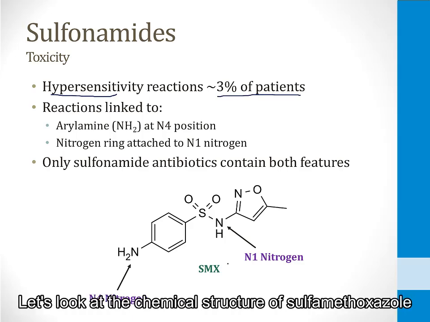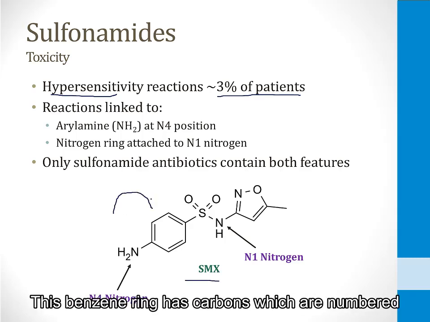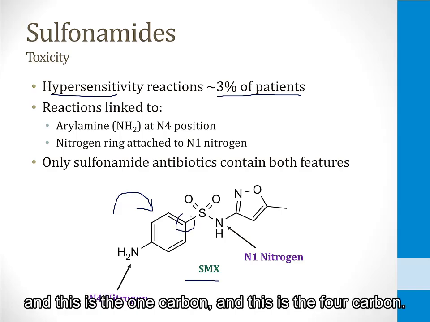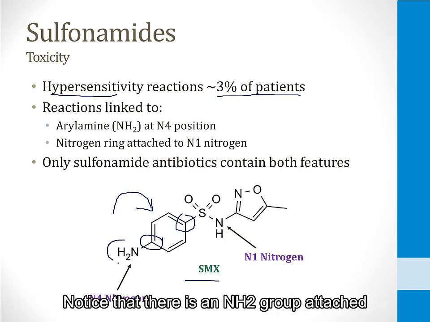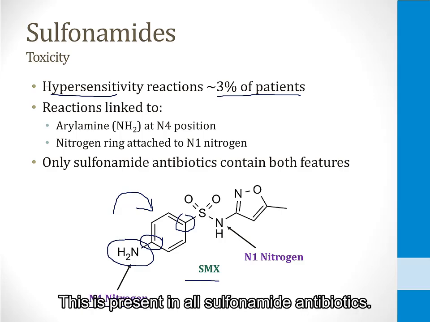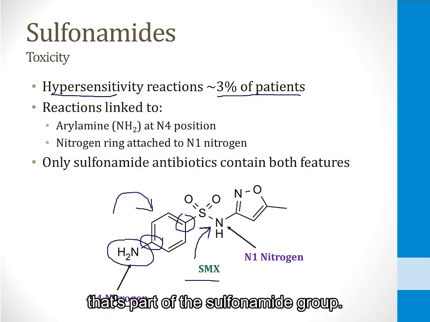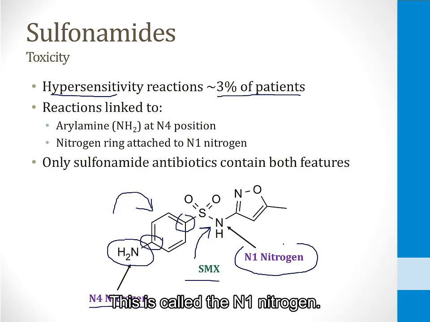Let's look at the chemical structure of sulfamethoxazole that I've shown at the bottom of the screen. This benzene ring has carbons which are numbered, and this is the 1 carbon and this is the 4 carbon. Notice that there is an NH2 group attached to the 4 carbon. This is called the N4 nitrogen. This is present in all sulfonamide antibiotics. Attached to the 1 carbon there is a nitrogen that's part of the sulfonamide group. This is called the N1 nitrogen.